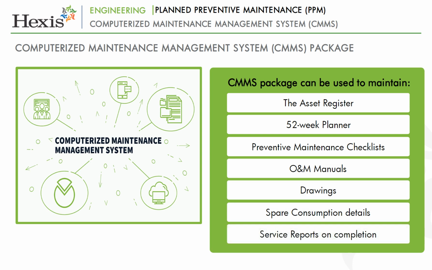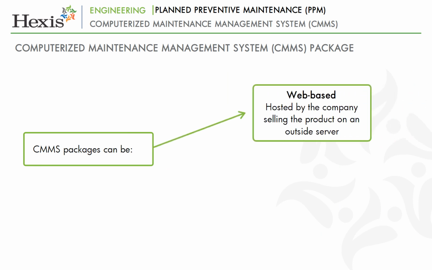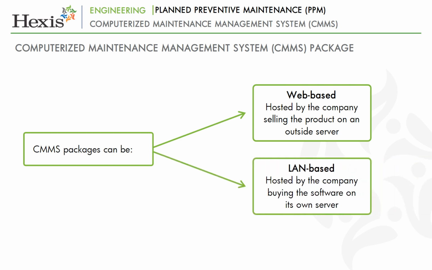The maintenance activities can be scheduled on the CMMS, which will in turn automatically issue work orders, send notifications, and track closure of work orders. Many CMMS packages can be either web-based, meaning they are hosted by the company selling the product on an outside server, or LAN-based, meaning that the company buying the software hosts the product on its own server.